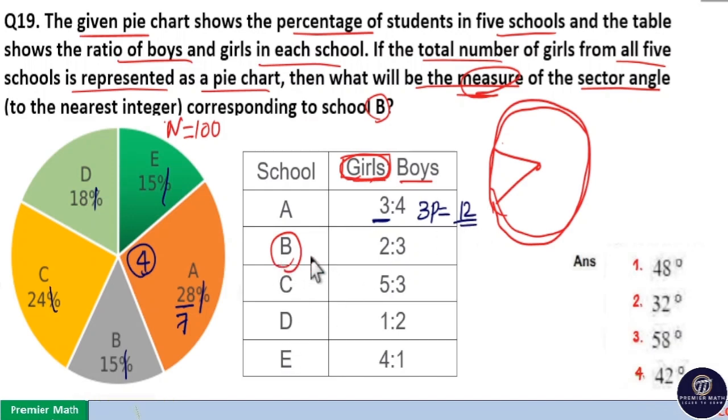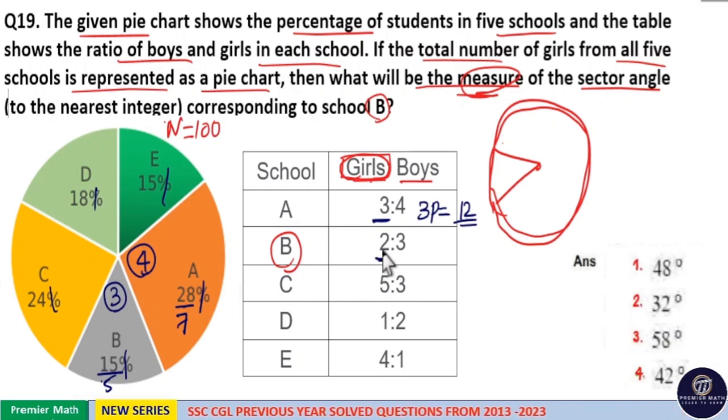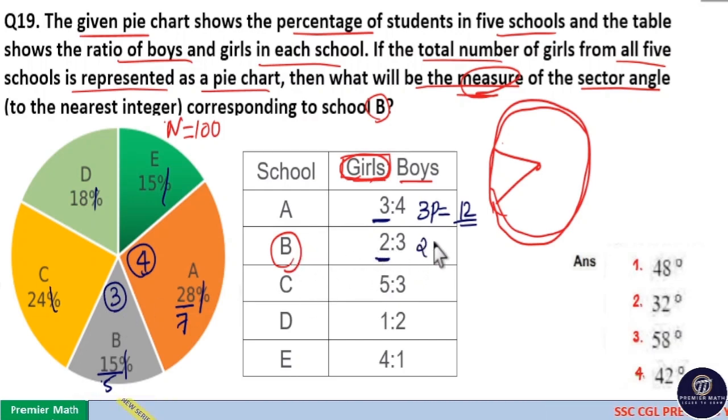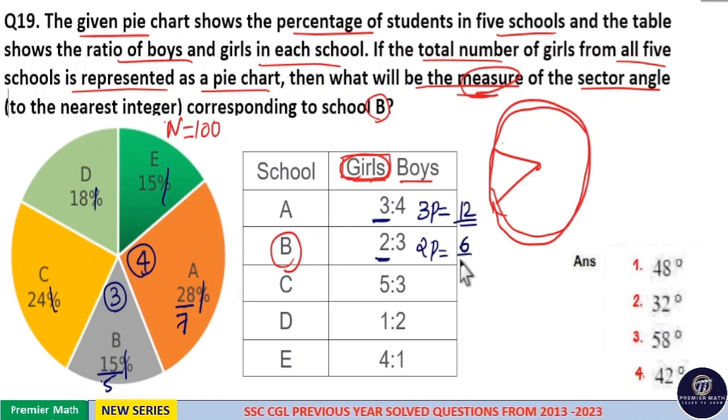Now total number of students in school B is equal to 2 plus 3, 5 part. And this 5 part is equal to 15 in pie chart. So 15 by 5 is equal to 3. So 1 part is equal to 3 means 2 part is the total girls in school B. So 2 part is equal to 2 into 3, 6.